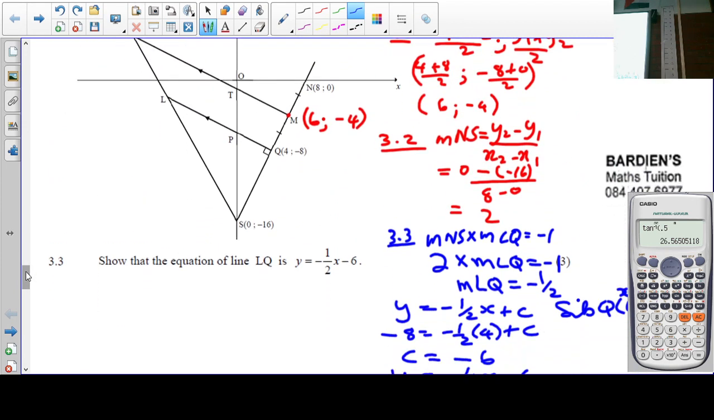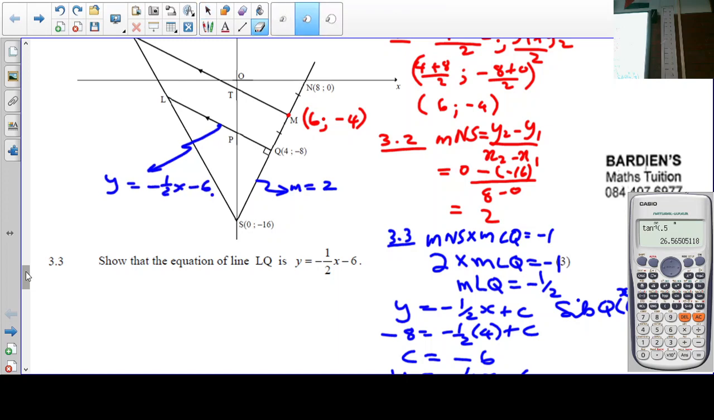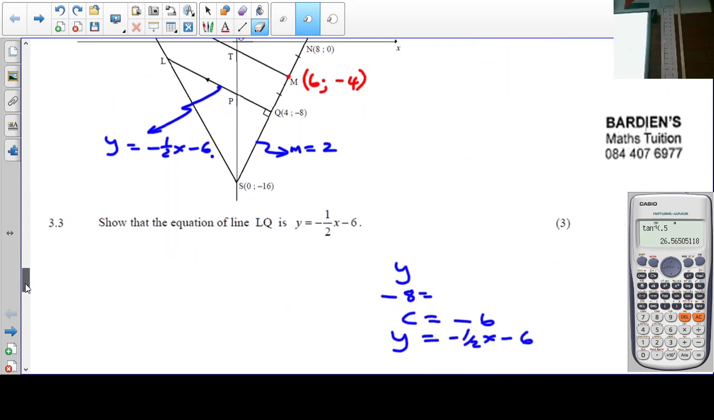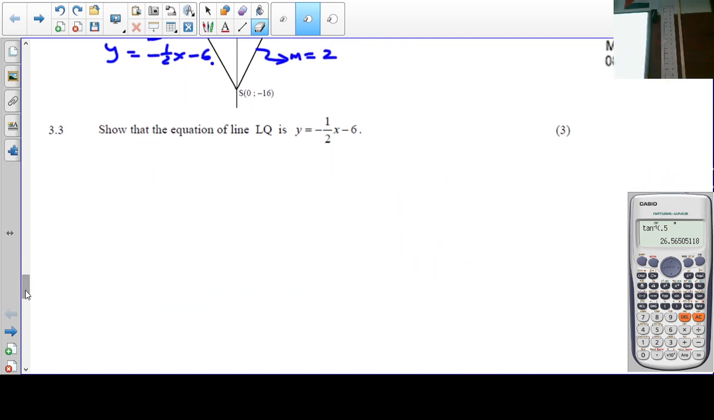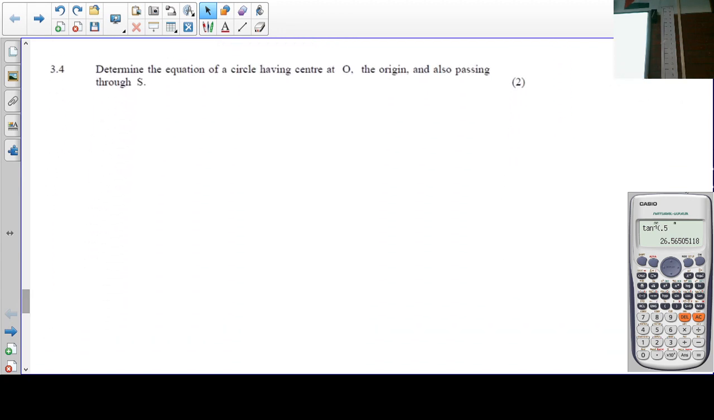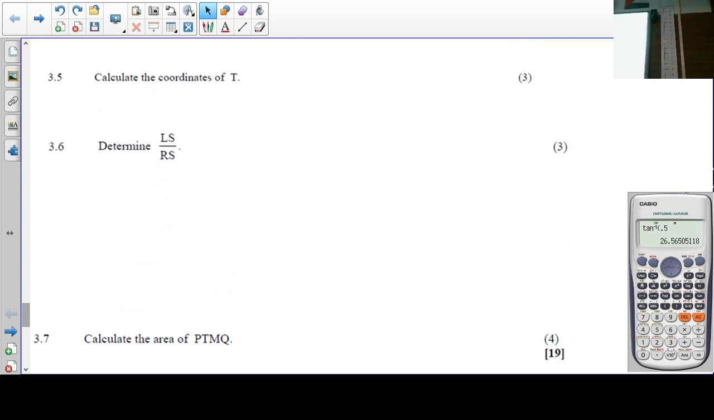Alright, so what I'm going to do is fill in, I got m already there. So I'm going to take this information off the board, so that the gradient of NS is going to be 2. And we know that the equation of this line here is defined as y is negative half x minus 6. Alright, so let's just clear the board.